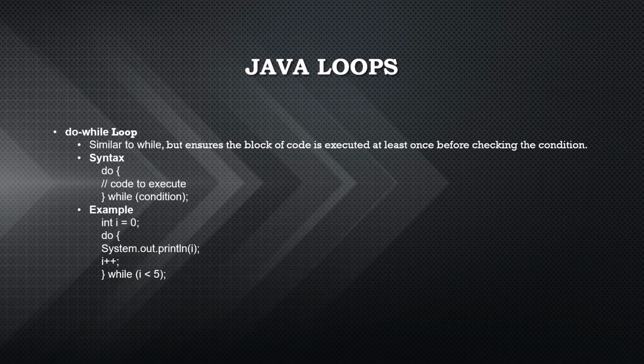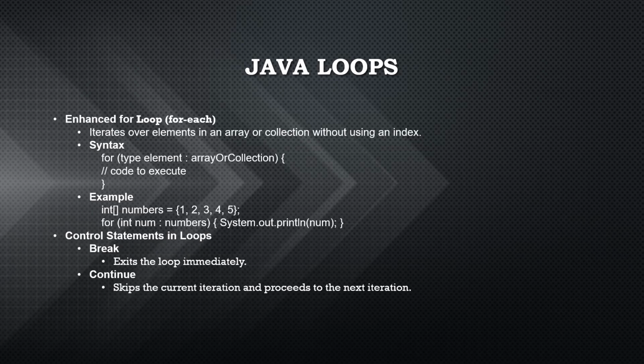The do-while loop is a variation of the while loop that guarantees the block of code inside it will be executed at least once before checking the condition. The syntax for a do-while loop is: do { code to execute } while (condition). The enhanced for loop, also known as the for-each loop, simplifies iteration over elements in an array or collection without needing to manage an index. Its syntax is: for (type element : array or collection) { code to execute }.